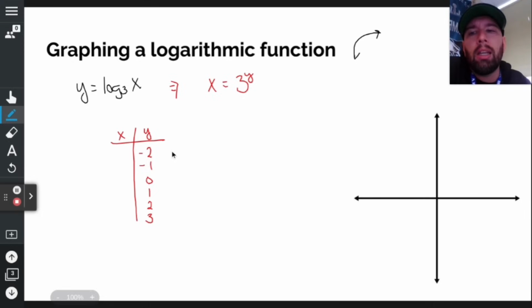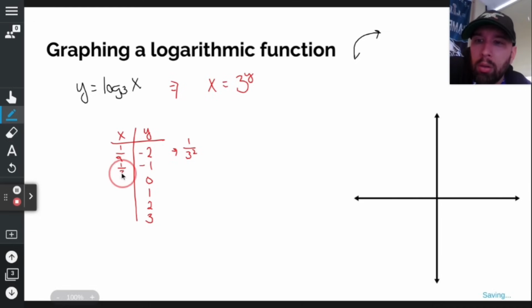Okay, so I'm going to select negative 2. So 3 to the negative 2 is the same as 1 over 3 squared. So my x value is 1 ninth, and that gets me negative 2. If I do negative 1, that's 3 to the negative 1, which is the same as 1 over 3. Don't need to do any math there. If I plug in 0 for y, I get x equals 3 to the 0, which is 1. So my x value is 1.